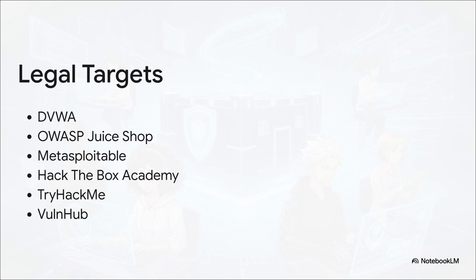You can set up vulnerable web apps like DVWA, the Damn Vulnerable Web App, or the OWASP Juice Shop. You can even install an intentionally vulnerable operating system like Metasploitable as a second guest OS right next to your Kali machine. Plus, you can use safe, authorized external platforms designed for learning, like Hack the Box Academy, TryHackMe, and VulnHub. These are your legal punching bags where you can practice all day without ever breaking the law.